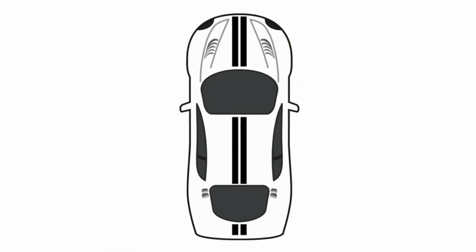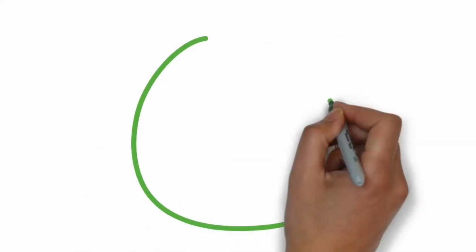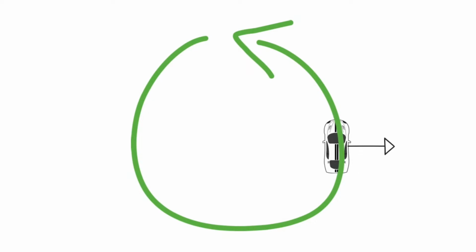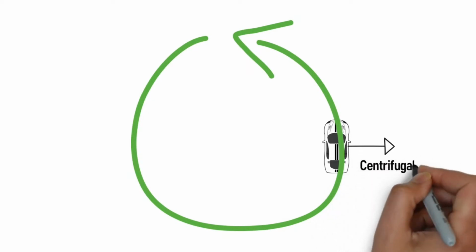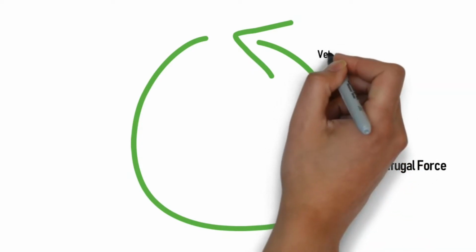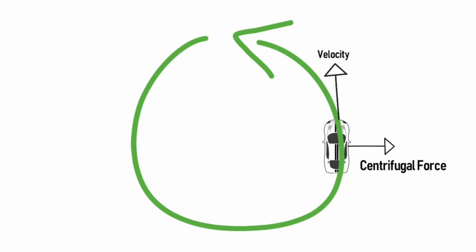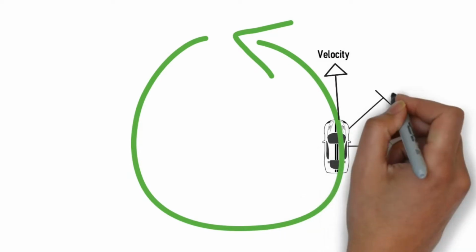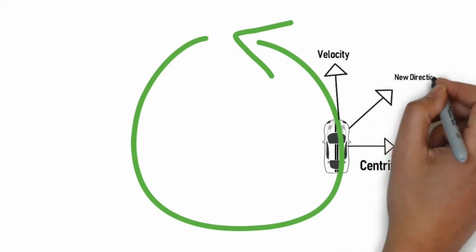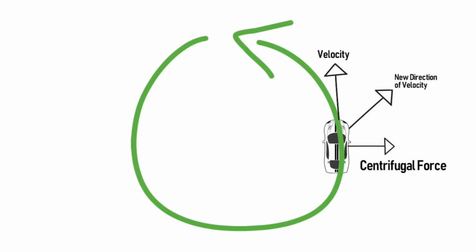Let's consider a car which is under circular motion, or we can say that it is moving in a circular path. And also we know that every object moving in a circular path will be acted on by centrifugal force, which is acting radially outwards. And also we know that if we draw a tangent to a circle, we'll get the velocity at that particular point. And since there are no other forces acting on it, due to the combination of these two, it will attain a new direction of velocity and move in that direction.